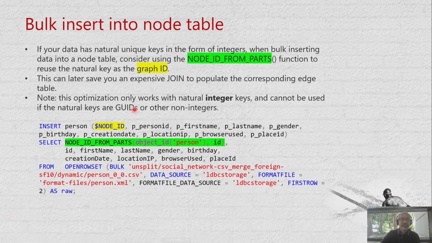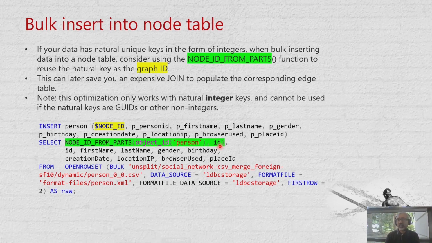So as an example, in this sample, we have insert into the person table, where we are trying to pre-calculate or pre-formulate the $node_ID column by using the node ID from parts, which takes into account the object ID of the person table and the ID. This ID happens to be the integer that's present in the data set itself, so in the input data itself. This is a great optimization if you want to avoid subsequent joins to underlying data and the node table when you're later inserting into an edge table.